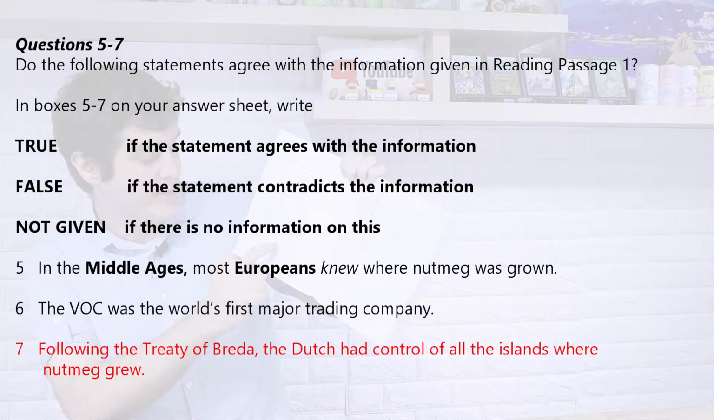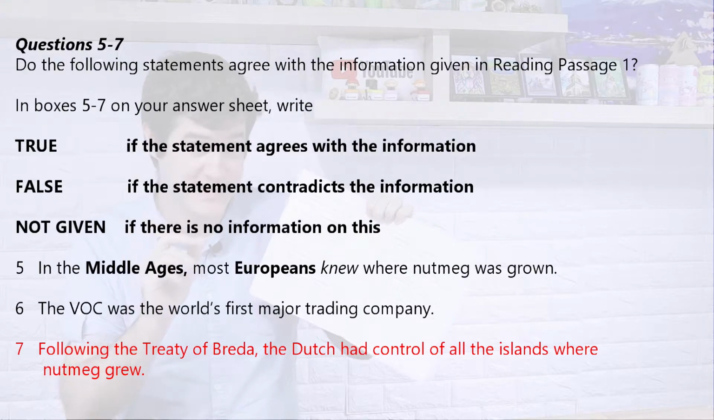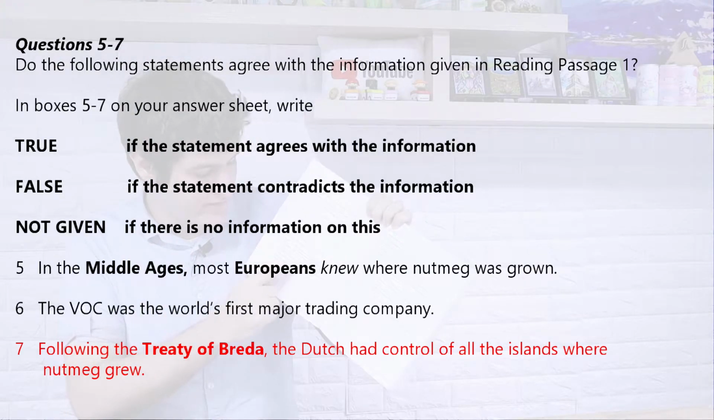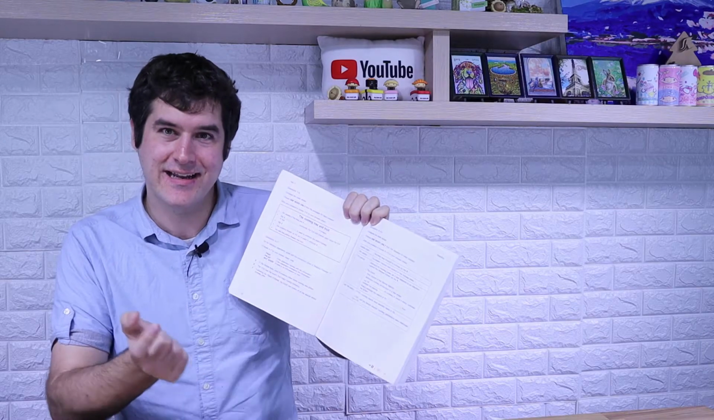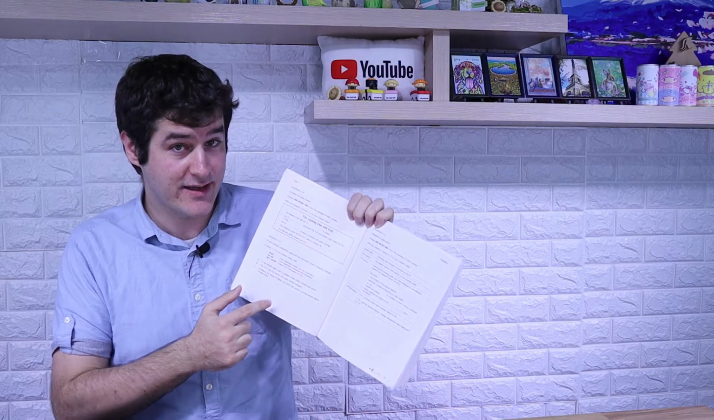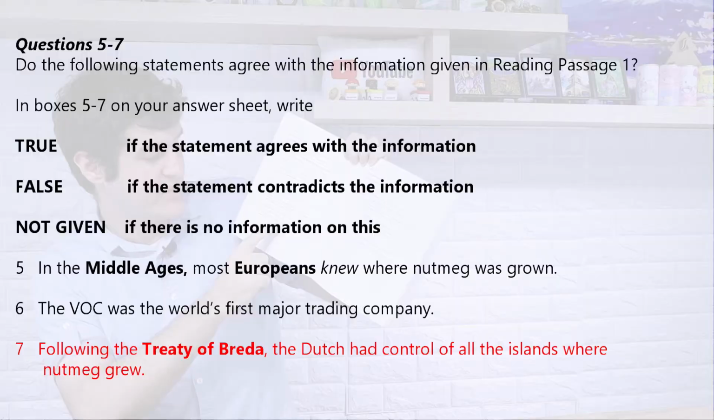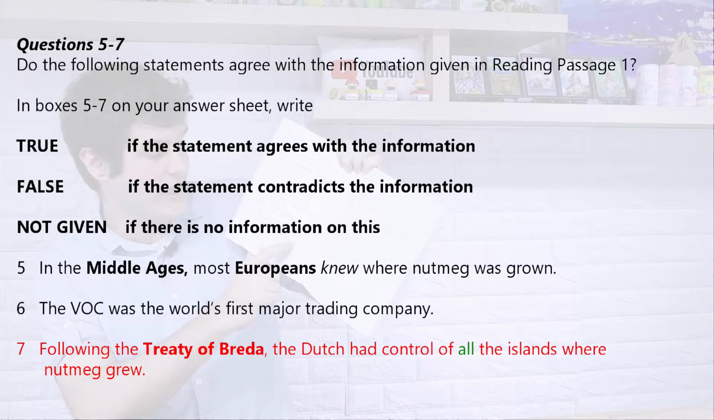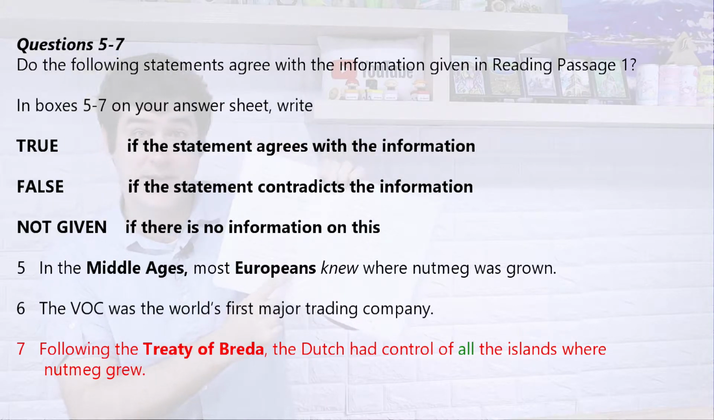Following the Treaty of Breda, the Dutch had control of all the islands where nutmeg grew. Part of this is easy because the key word, the Treaty of Breda, is really, really easy to find in the text. However, understanding this and the text and how it matches is the tricky part. Just like always, find the keywords and then the tricky word. The Dutch had control of all the islands where nutmeg grew. That is the tricky word right there, all. This is a word that can easily change the meaning of the statement.